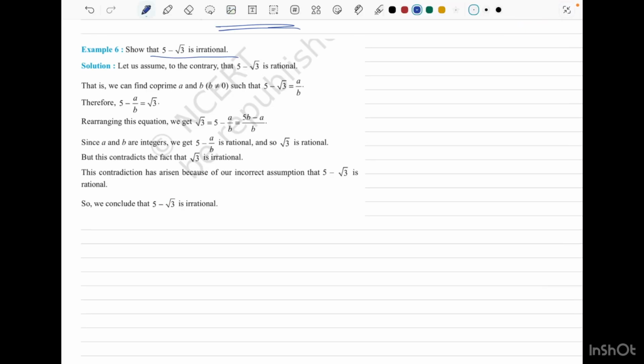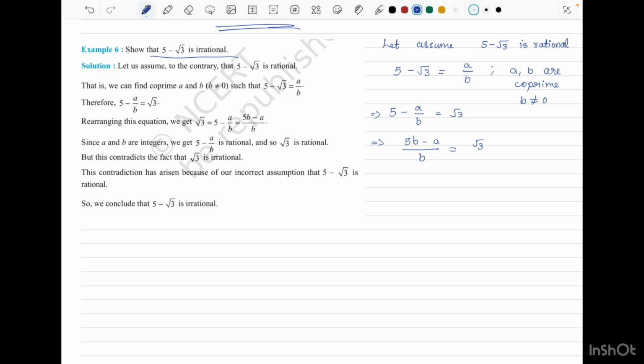Next question. Show that 5 minus root 3 is irrational. Let us assume 5 minus root 3 is rational. So, by the property of rational numbers, we can say that 5 minus root 3 can be written as a by b, where a and b are coprimes and b not equal to 0. Now changing the position of root 3 and a by b, we get 5 minus a by b is equal to root 3, that is (5b minus a) by b is equal to root 3.